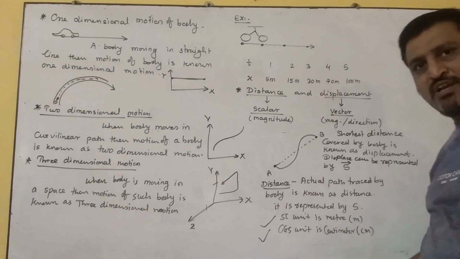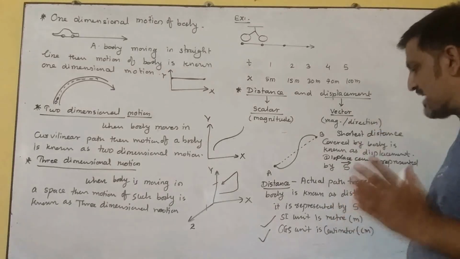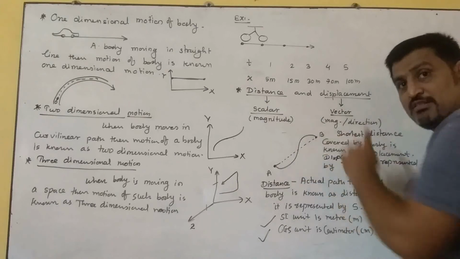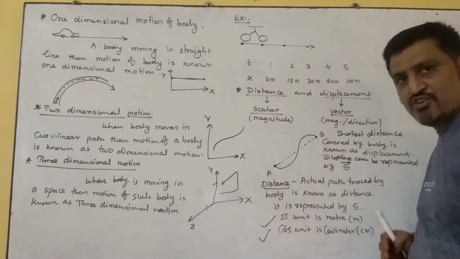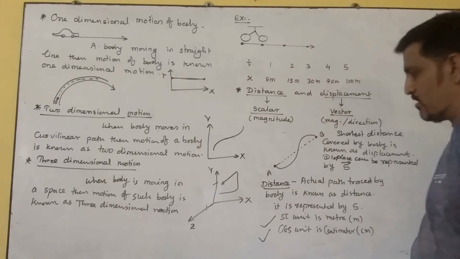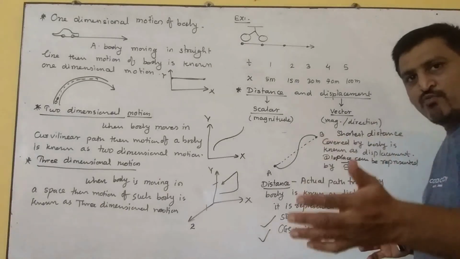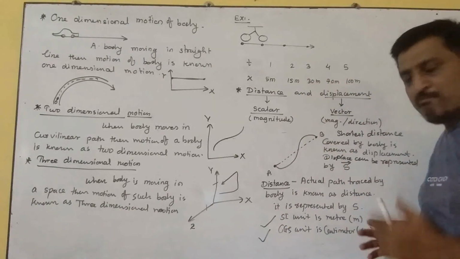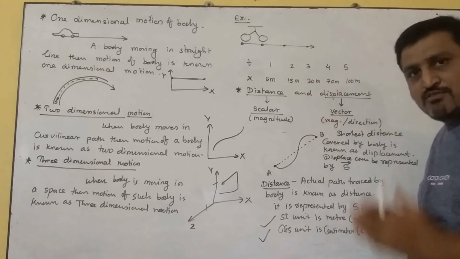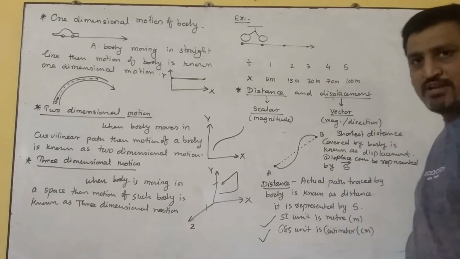So the SI unit and CGS unit of both are the same, but the difference is that when the body traces the actual path to reach its destination from its initial point, then we say the distance covered by the body. And when we take the shorter distance of a body starting from its initial to reach the final, then we say it is a displacement. So distance is a scalar quantity and displacement is a vector quantity.